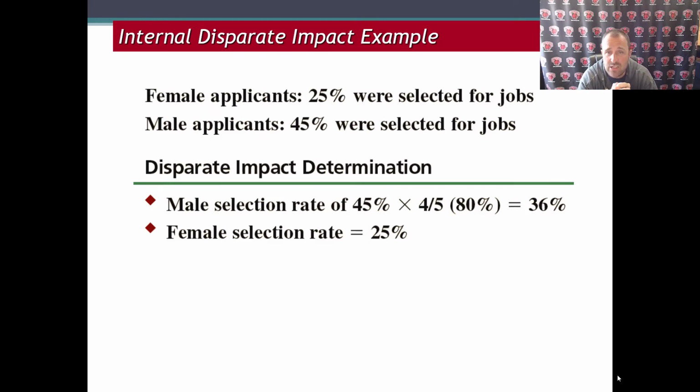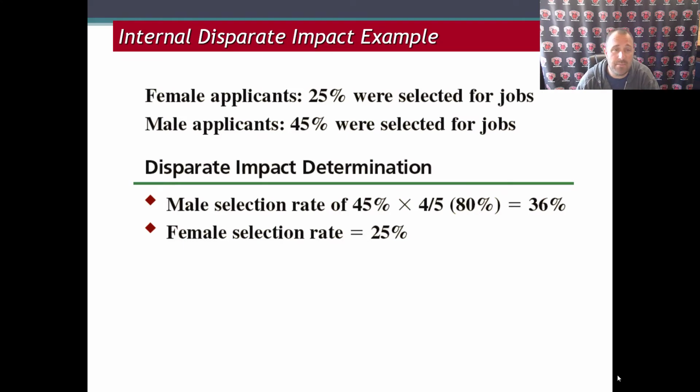So I take that male selection rate of 45%, and I simply, this is the only math, I multiply it times 0.8 or 4/5 to come up with 36%. Okay, that 36% is what I refer to as a cutoff rate. It means the selection rate of the majority group here is 45%. The selection rate of the minority group needs to be at least 80% of that. What's that number? 36%. So if I'm selecting women at a rate of less than 36%, that's statistical evidence for adverse impact. If it's higher, then there's not.